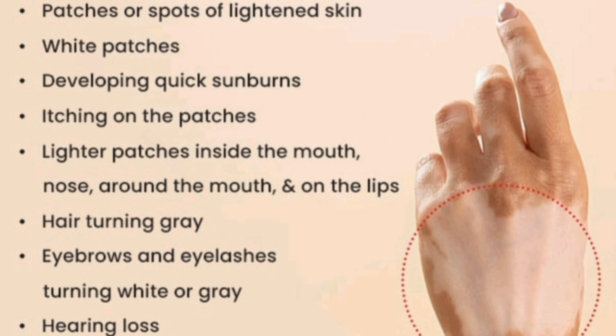Coming to the clinical features of vitiligo. The classical feature of vitiligo, the lesion that you can see, is chalky white macules. Chalky white color macules are the lesions. And as I told you earlier, we have leukotrichia, white hair. Involvement of the melanocytes of the hair is also seen in vitiligo.